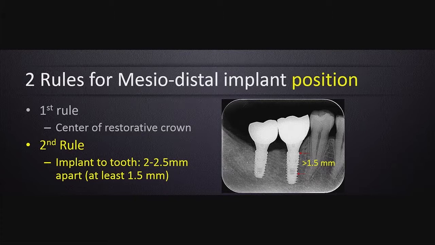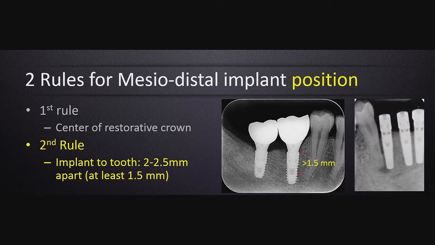Rule number 2 for the mesial-distal implant position is that the implant should be placed at least 1.5 millimeters away from the natural tooth. If the implant is placed too close to the natural tooth, the lack of blood supply will lead to alveolar bone resorption, and we might lose both the natural tooth and the implant in the area.